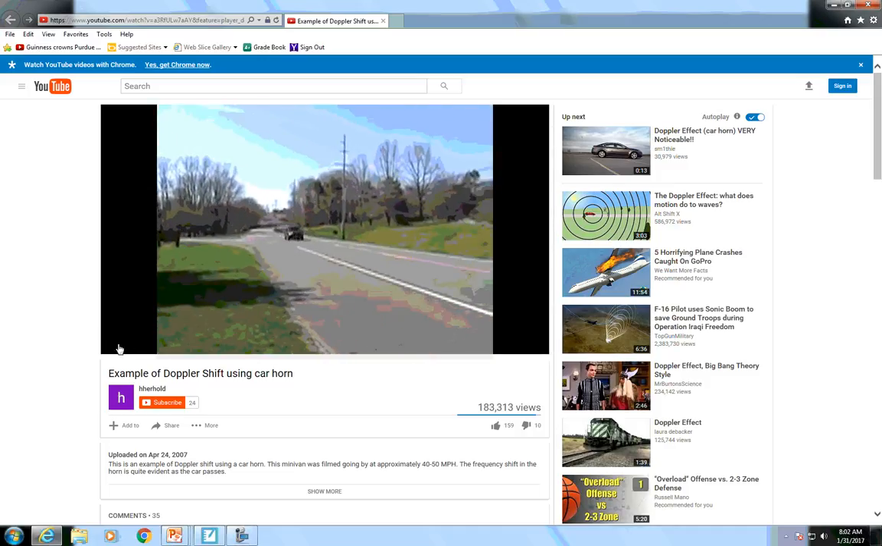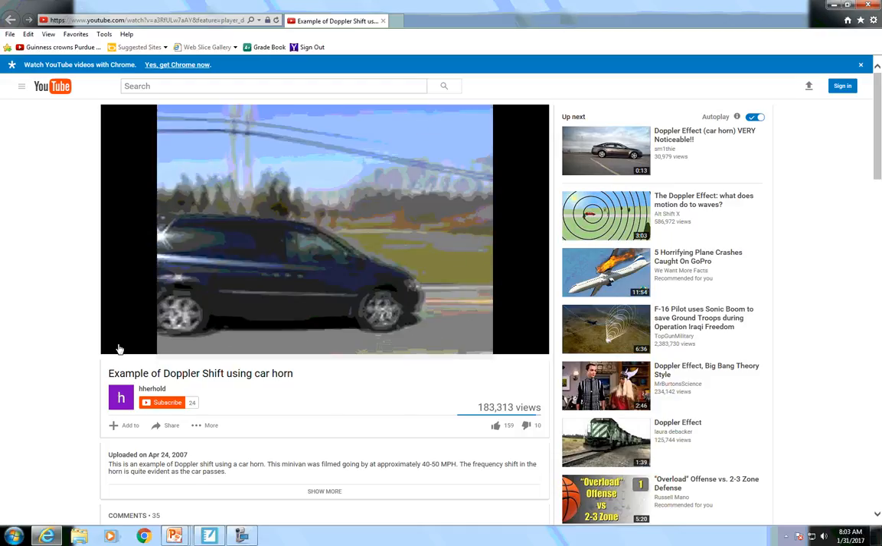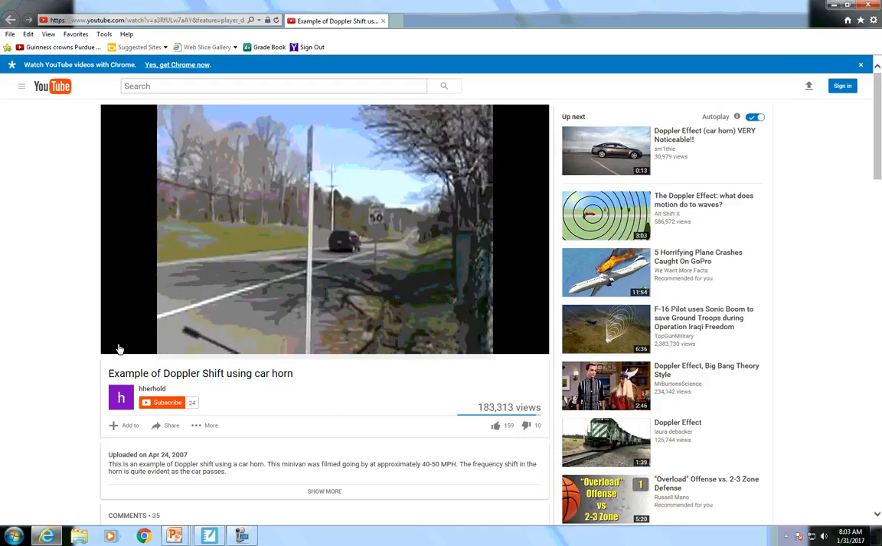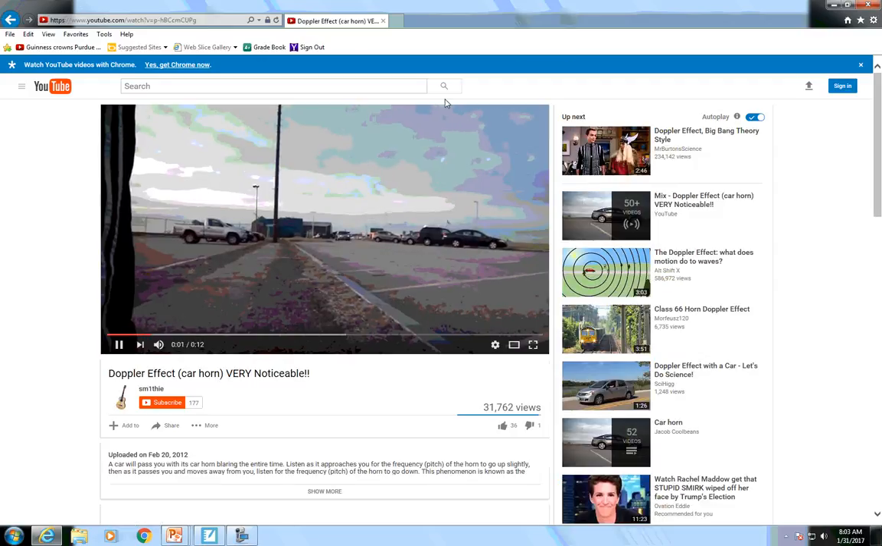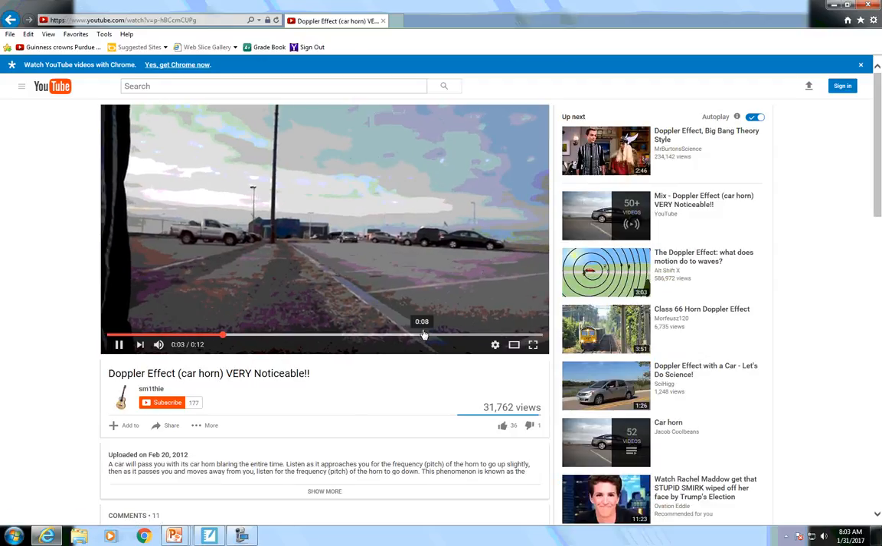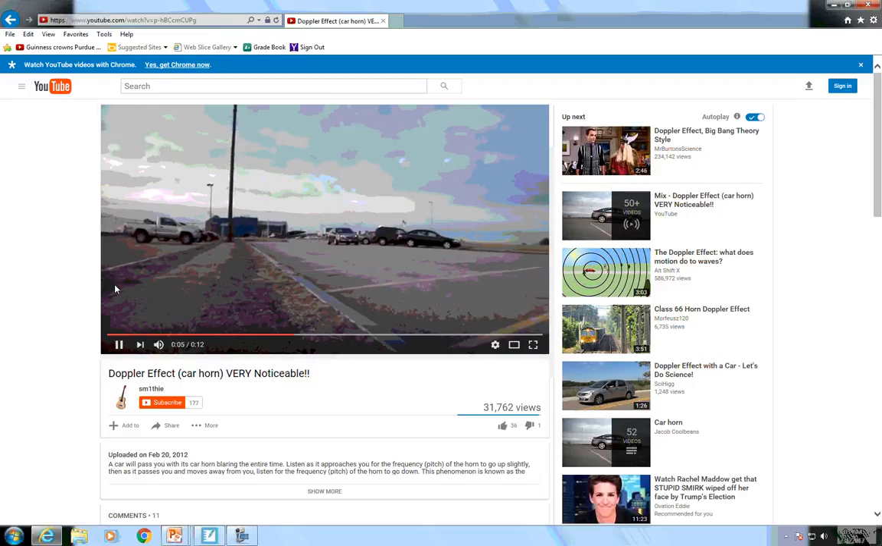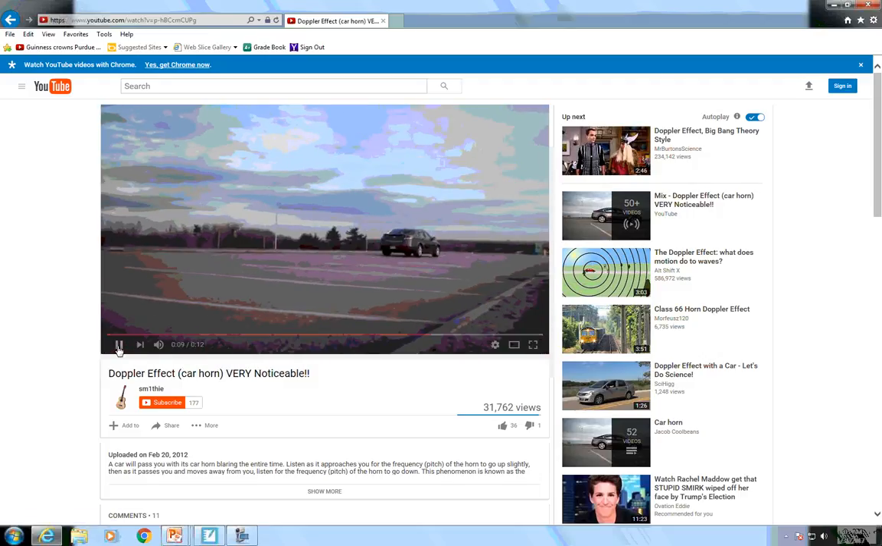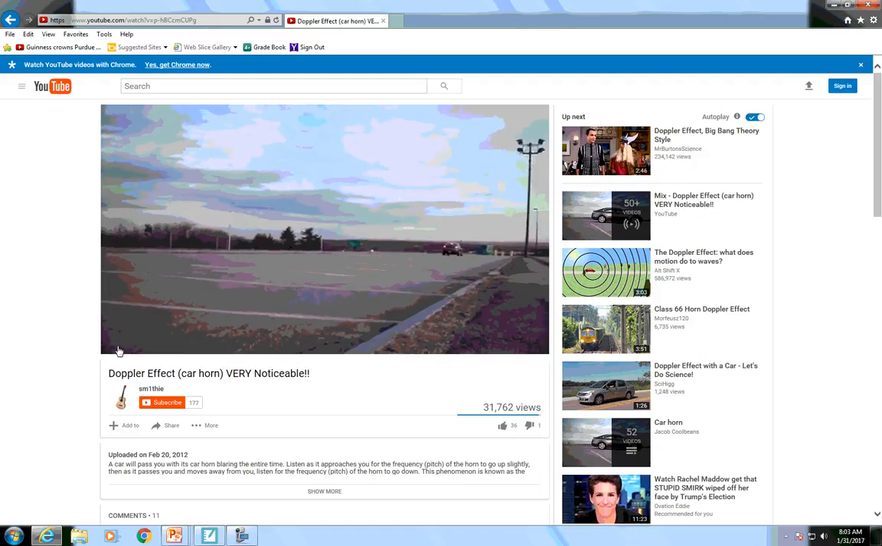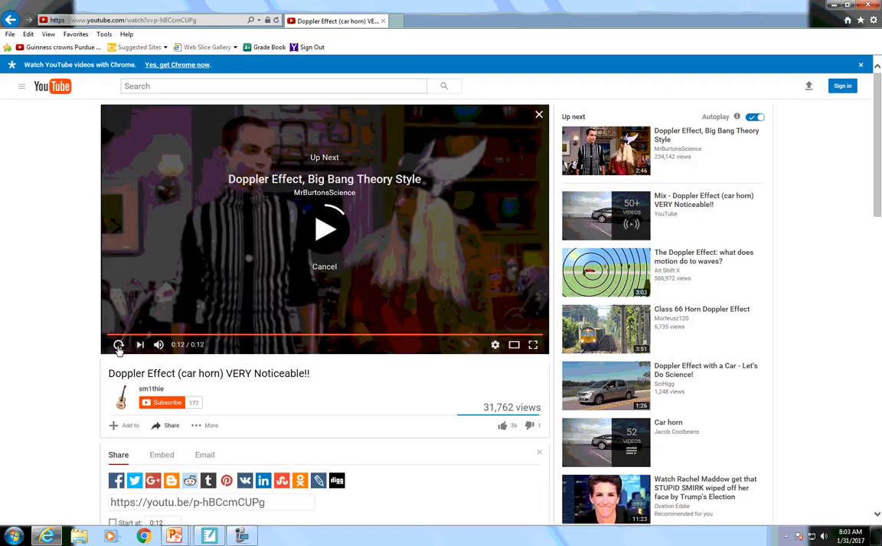Hear the drop? They didn't lay off their horn. They don't have a different horn, but they're approaching. It's getting intense, and as soon as they get by, then it drops. Same thing. And it's because the sound wave keeps moving, but the source of the sound is also moving.